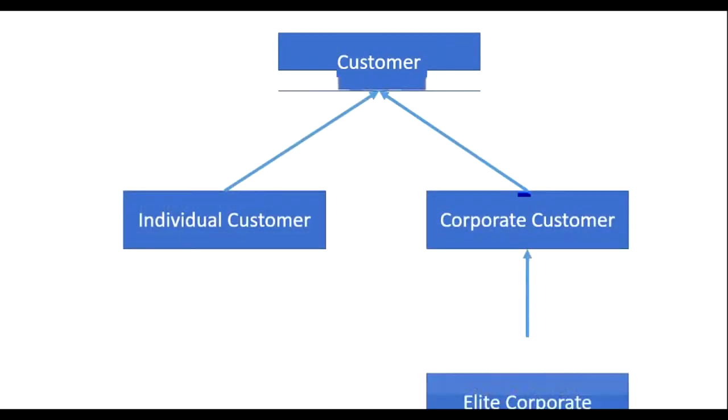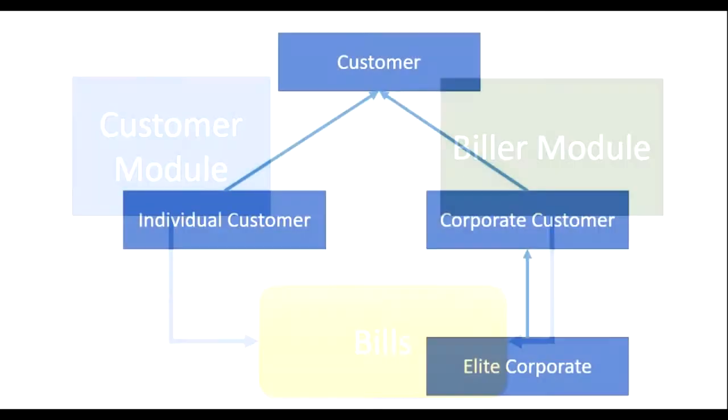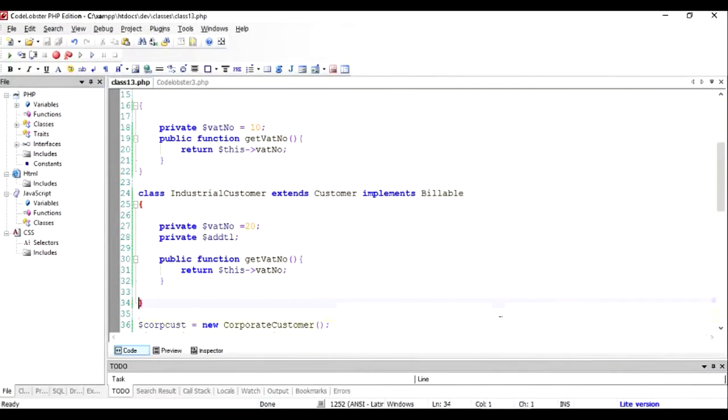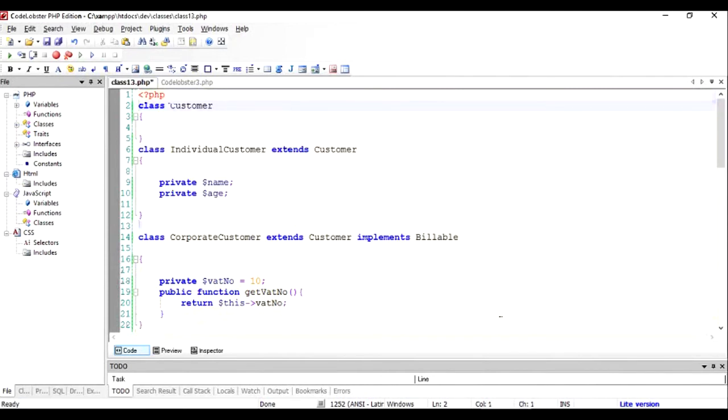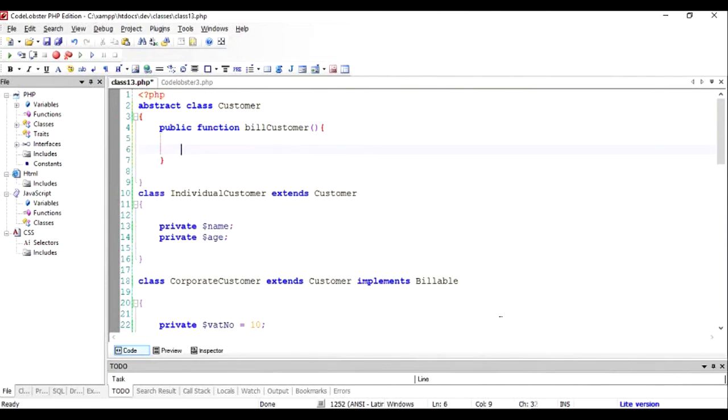So if you remember, it was this model that we used. We had a customer, we had individual customer, corporate customer, and elite corporate or industrial customer, and we used the customer module and the biller module to create the bills. Let's declare this, and somebody can ask a question, why do I need to implement interface at all? I can just do abstract class customer, and inside that I can put a public function bill customer and write in all the details here.